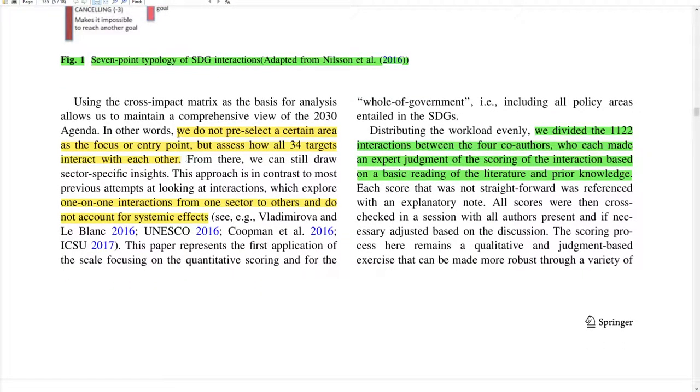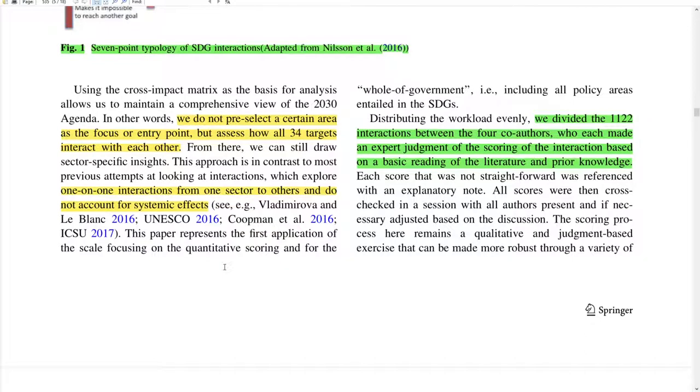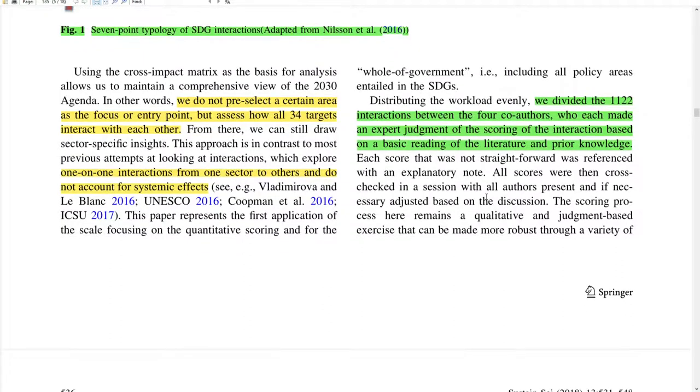They also did not want to have one target as an entry point to analyze the system, but they wanted to see everything as a whole. Because the previous attempts actually were analyzing one-on-one interactions from one sector to others, which do not actually account for systemic effects. So systemic effects is what this paper is focused on, actually.